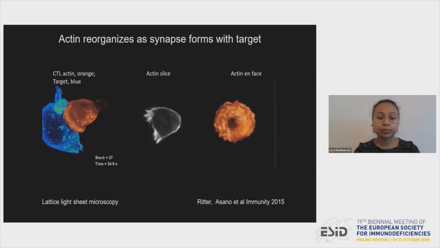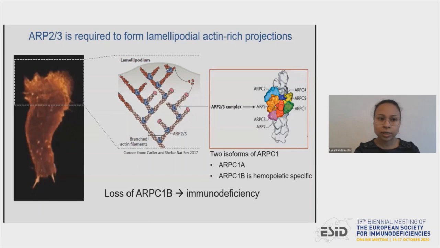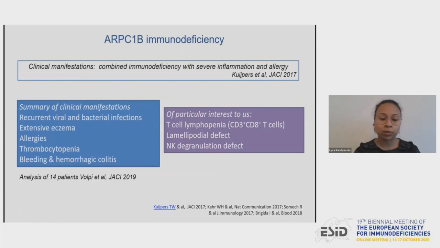Filamentous actin polymerization relies on the activity of a nucleation promoter factor, Arp2/3. In mammals, some subunits of the Arp2/3 complex have two isoforms, like the ARPC1 subunit, with ARPC1A being ubiquitous and ARPC1B being hemopoietic specific. Recently, a mutation in the ARPC1B subunit led to immunodeficiency. The first ARPC1B patient was described by Professor Coopers, with whom we collaborate.